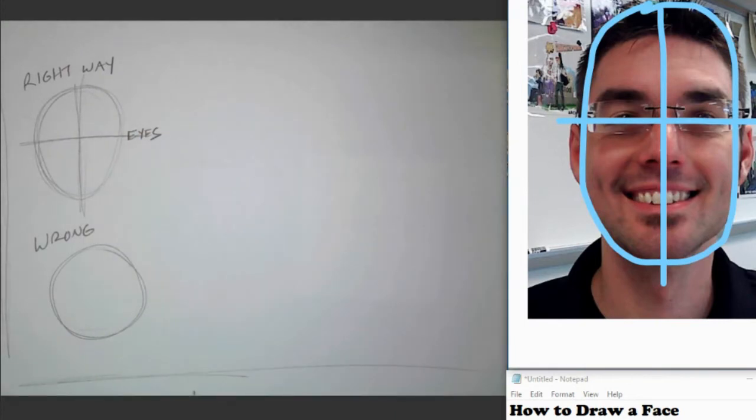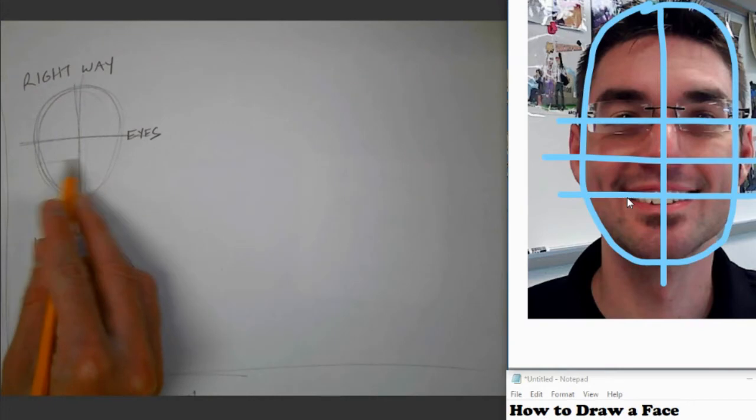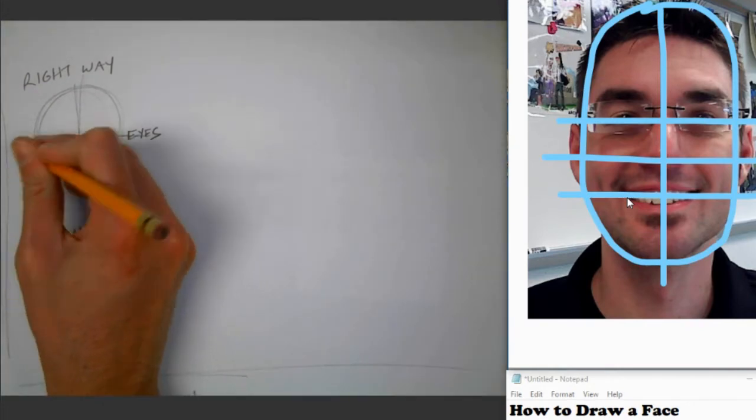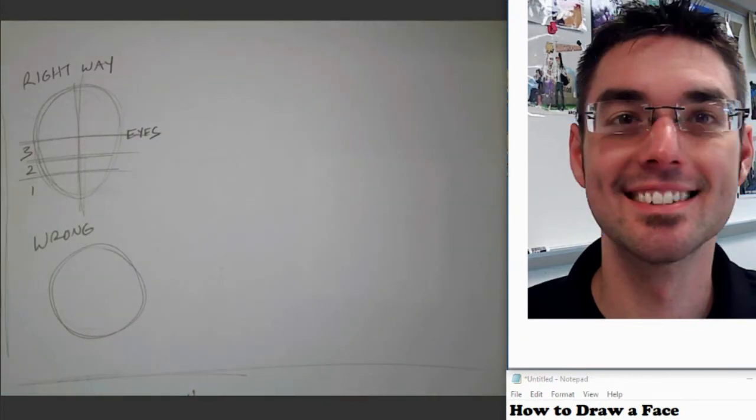Let's keep looking at the face here. We've got the eyes in the middle. Let's look at where the nose is, and let's look at where the mouth is. Look at that. It's almost perfectly divided into thirds. So I'm going to make a line here, and a line here. So I've got 1, 2, 3 spaces, just like that. Okay, so these are our guidelines. It's always a good idea to start with guidelines.